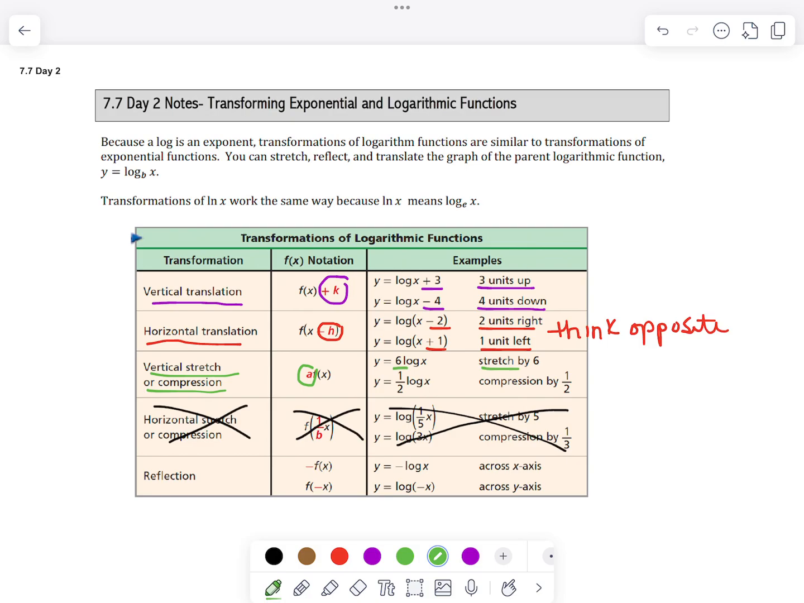Vertical stretches and compressions are multipliers in front of the function. So if our number is greater than 1, it's going to stretch. If our number multiplied is a fraction, it's going to be a compression.